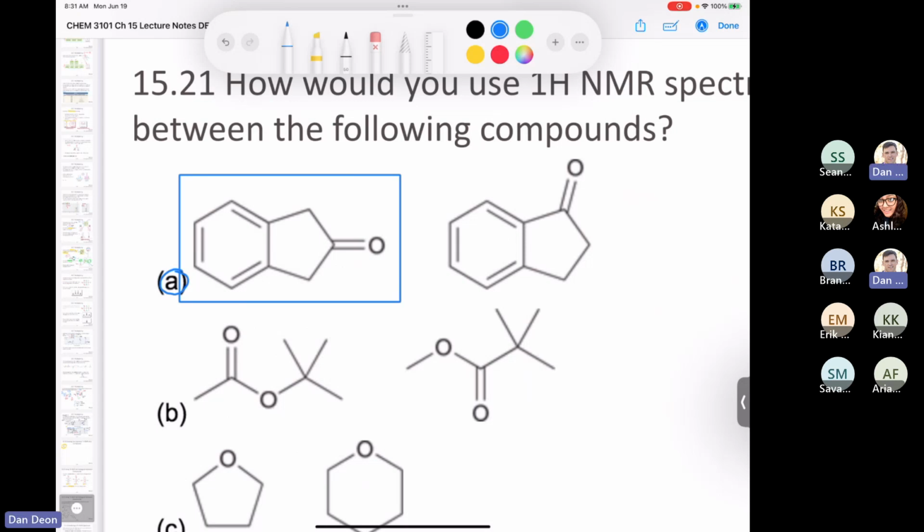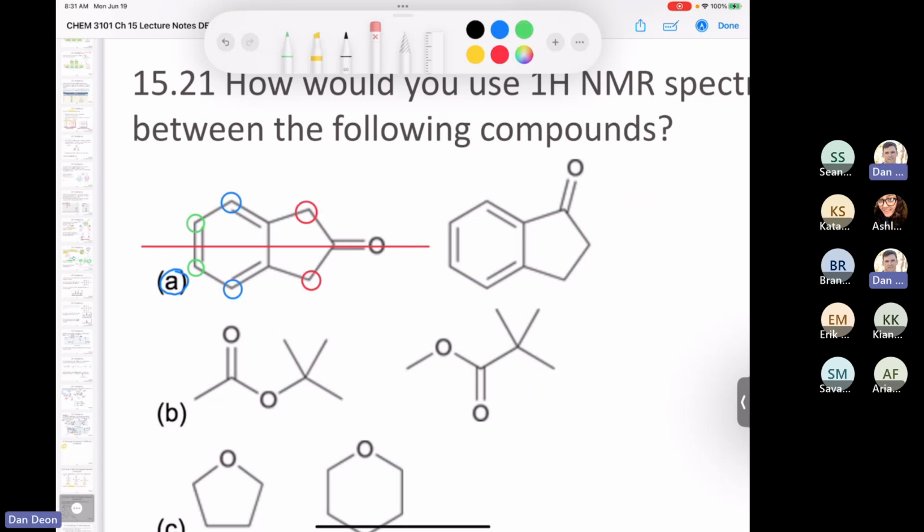Yeah, absolutely. There are 3, aren't there? So how do we know that? Because there's a plane of symmetry running through the compound, isn't there? And so you see that this methylene and this methylene are chemically equivalent. We see that this aromatic proton and this aromatic proton are chemically equivalent. And we see that these 2 aromatic protons here are chemically equivalent. Does everybody understand that? Are there any questions about that? Do not hesitate to stop me. Does everybody see the plane of symmetry and how?